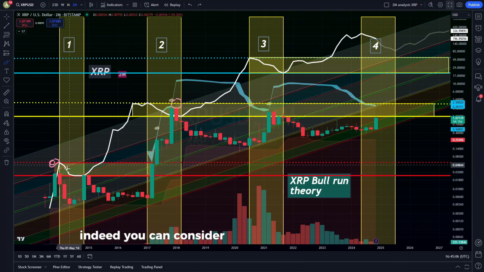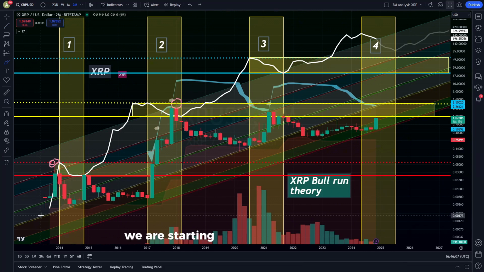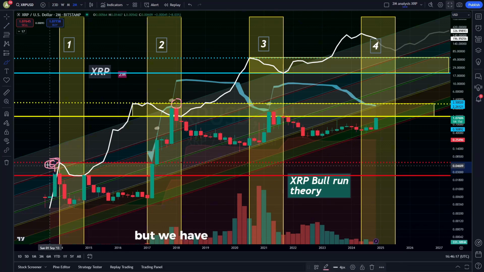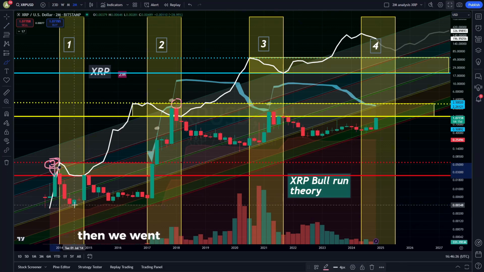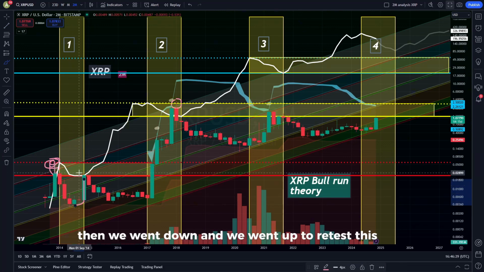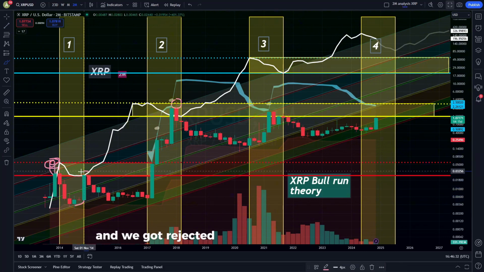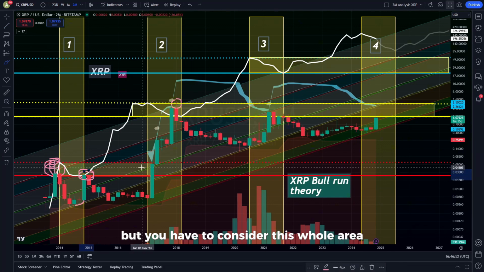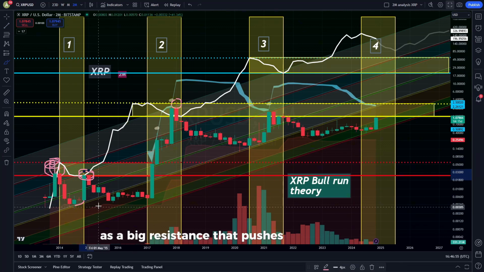Indeed, you can consider those areas as big resistances for XRP. And from the moment we are starting penetrating those areas, we know that we will be rejected to the downside. Look, here we went up, we reached the top of the area, but we have a strong rejection after it. Then we went down and we went up to retest this area, but we were in a bear market and we got rejected from the bottom of this area. But it was still the same kind of rejection. It was a rejection from the area. So here it was a rejection from the top of it, and here it was a rejection from the bottom. But you have to consider this whole area as a big resistance that pushes to the downside.